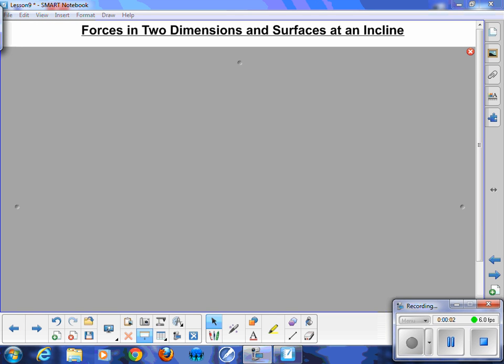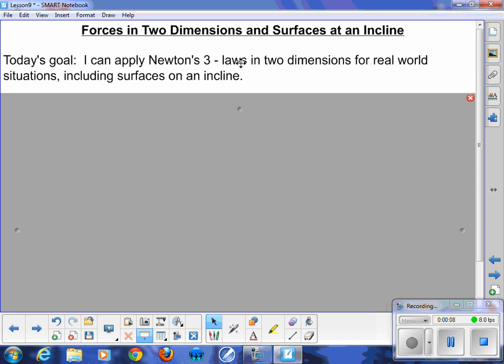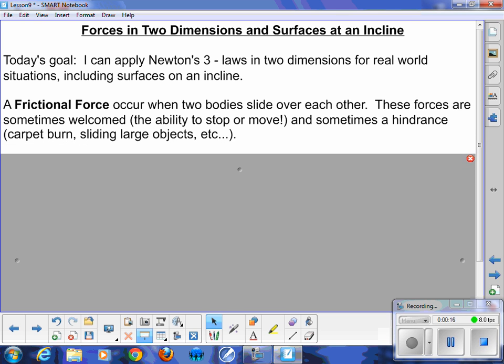Hello and welcome to the lesson on forces in two dimensions and surfaces at an incline. So our goal today: I can apply Newton's three laws in two dimensions for real world situations, and that includes surfaces on an incline. So let's talk about what a frictional force is, or a bit of a review here.